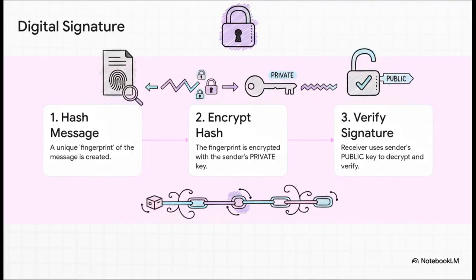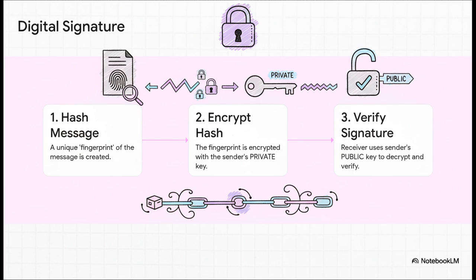So here's how you put it all together to create what we call a digital signature. First, the sender hashes their message to get that unique fingerprint. Then, and this is the really clever bit, they encrypt only the fingerprint with their own private key. That encrypted hash is the signature.